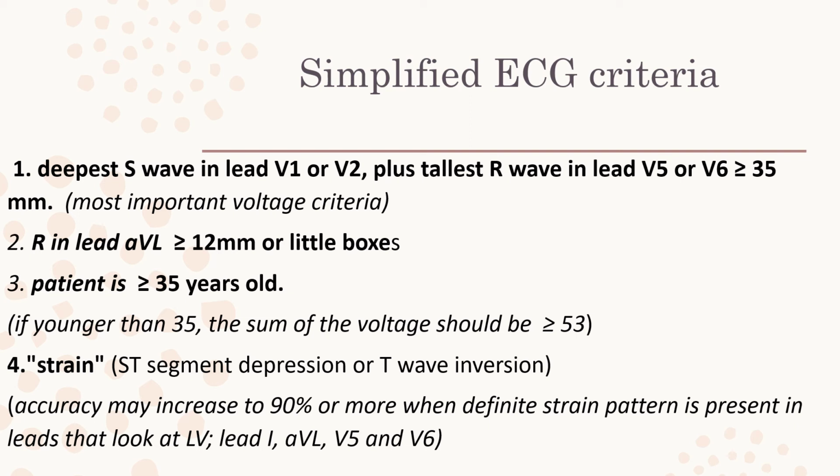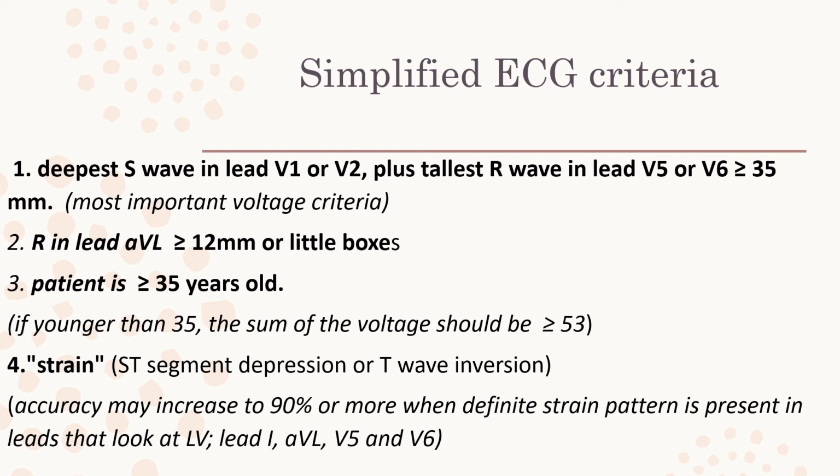Another thing to look for is the R in lead AVL. If you remember, AVL typically is a much smaller lead in general, but if it's big, if it's greater than 12 millimeters, so 2.5 big boxes, then we typically think that that is suggestive of hypertrophy as well.